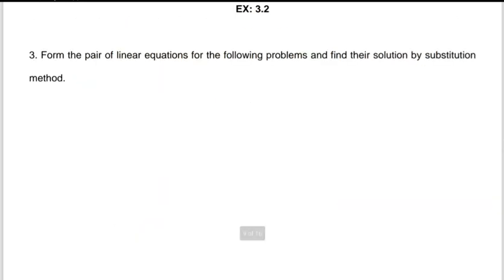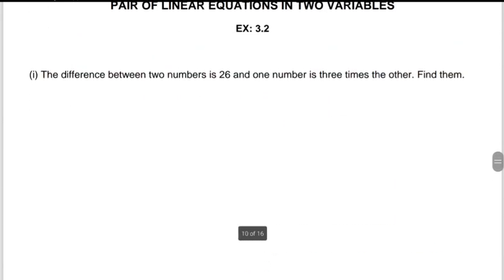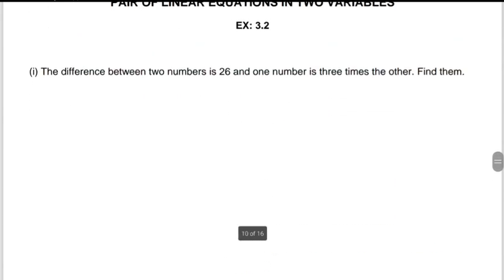Okay. Third question. Form the pair of linear equations for the following problems and find their solution by substitution method. So a pair of linear equations will be given and we should find the values of x and y using the substitution method. Let's go. The first question should be done only by using the assumption method, that is let one value be x and the other value be y. So the difference between two numbers is 26 and one number is 3 times the other.